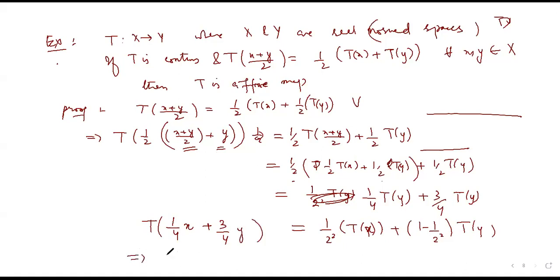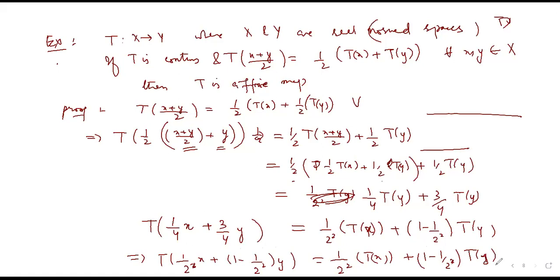That means I am saying that T of 1 by 2 square of x plus 1 minus 1 by 2 square of y is actually equal to 1 by 2 square of T of x plus 1 minus 1 by 2 square of T of y.